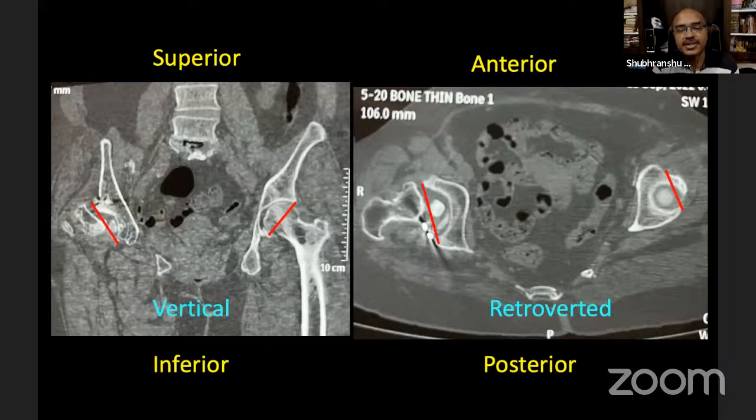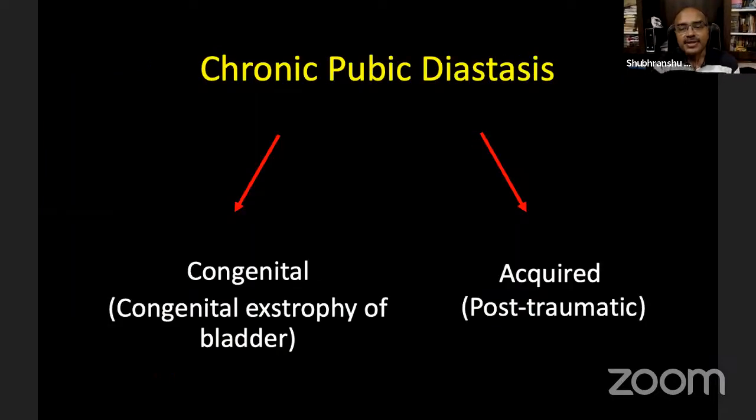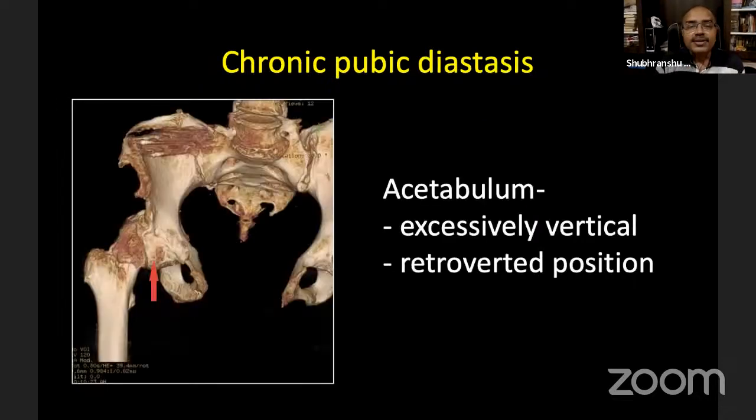So here the acetabular component placement is critical while doing a total hip replacement. If you see the literature, there are only anecdotal case reports about this. This is a case of chronic pubic diastasis, 5 years old, and clinically when we examined, it was quite stable. There is no pain. There are two types: congenital, that is congenital exstrophy of bladder, or acquired, which is post-traumatic like in our case. In chronic pubic diastasis, the acetabulum is excessively vertical and in a retroverted position.